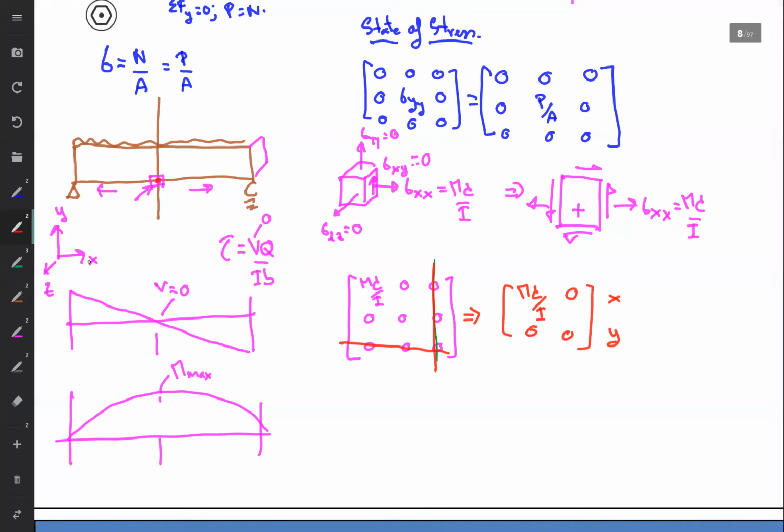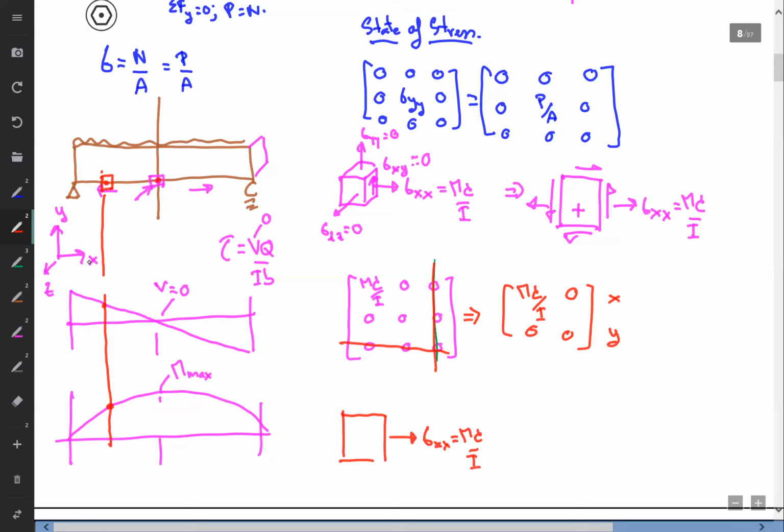Okay. But if we now move to this point, what happened? We have the moment also, and we have shear also. So what does it mean? It means that we should have both normal stress, sigma x equal to Mc over I, and we should have shear stress also. That is sigma xy equal to what? It should be VQ over Ib. Okay. So this is the state of stress of this point.